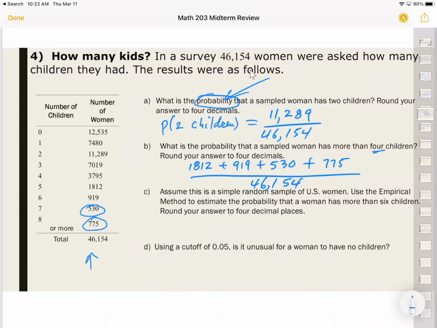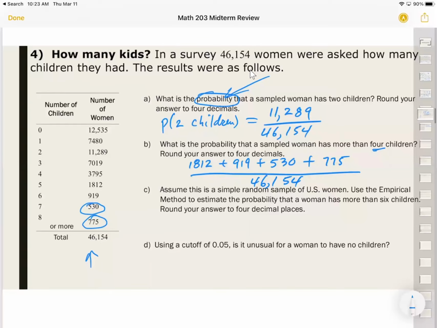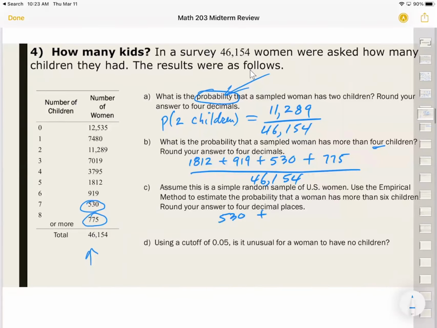So the empirical rule basically tells you that if we have this sample, can we take this sample to represent the population? Since we don't have the population, can we estimate it? In this item, more than 6 means 7 children, 8 children or more, right? So we take that number, 530 plus 775, and divide it by 46,154. Okay. Using the cutoff of 0.05, is it unusual for a woman to have no children?